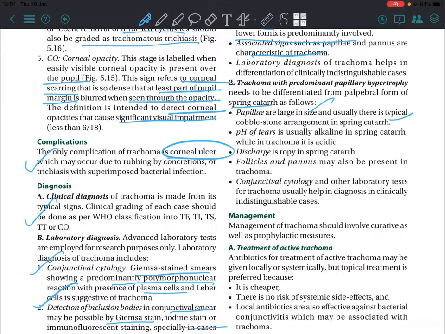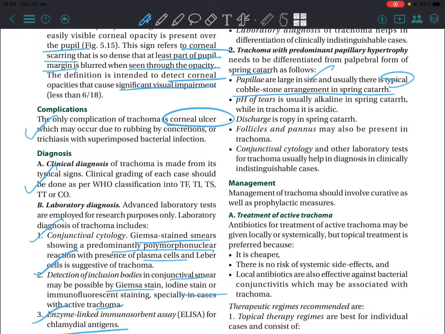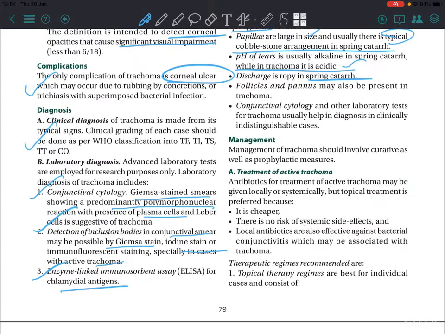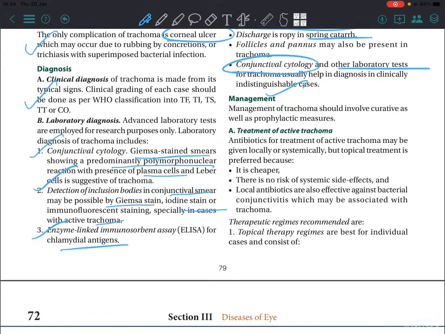Trachoma with predominantly papillary hypertrophy needs to be differentiated from vernal keratoconjunctivitis (spring catarrh) as follows. Papillae are large in size. Usually there is a typical cobblestone arrangement in spring catarrh. The pH of tears is usually alkaline in spring catarrh, while in trachoma it is acidic. Discharge is ropy in spring catarrh. Follicles in the pannus may also be present in trachoma. Conjunctival cytology and other laboratory tests for trachoma usually help in diagnosing clinically indistinguishable cases.